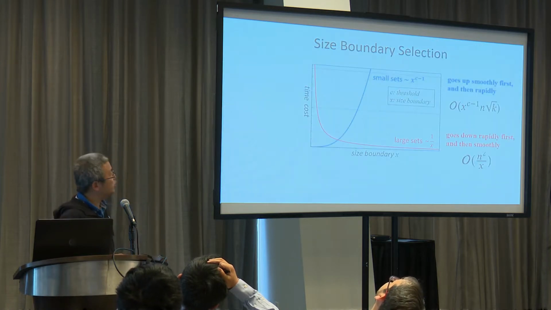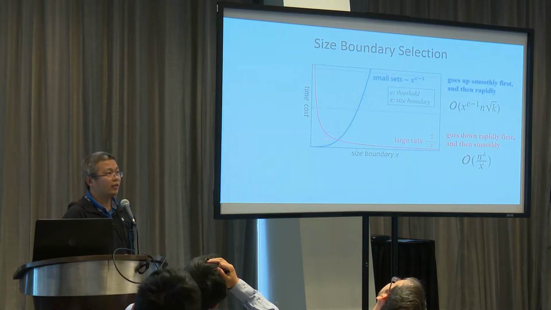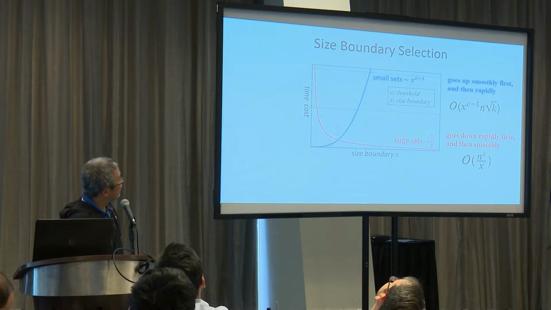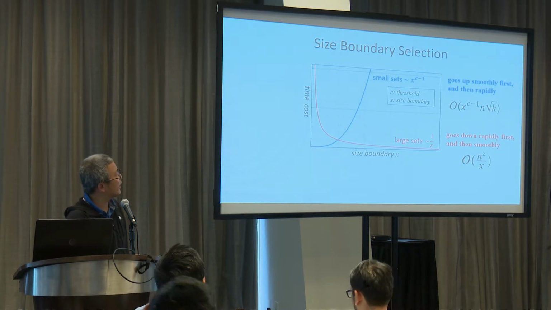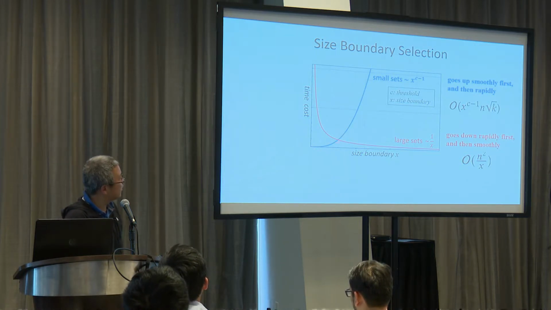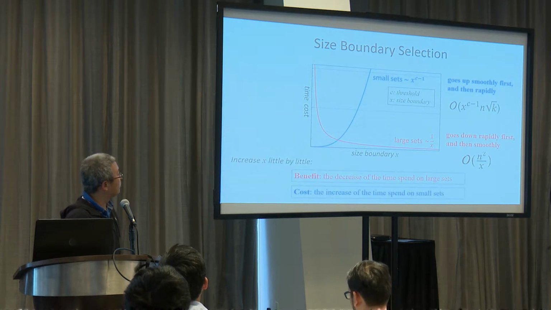Next, how to select the size boundary x. We know that with the increase of x, the complexity of the large size decreases because there is a smaller number of large sets, and the complexity of the small size will increase. In this way, we can just find this point to achieve the best performance.